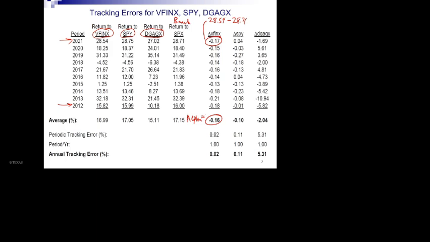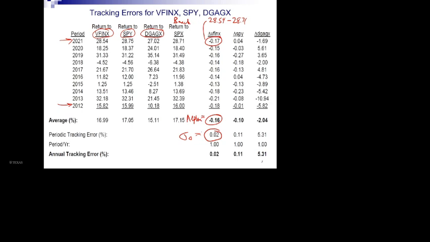Now, the periodic tracking error then would just be the standard deviation of that return differential column, which you can see is only 2 basis points. It's virtually zero, meaning that there was relatively no incremental risk associated with running this product. And so just to be clear, if you're managing an index fund, success would be to have a tracking error as close to zero as possible. In other words, you're mimicking the variation in the returns almost exactly.